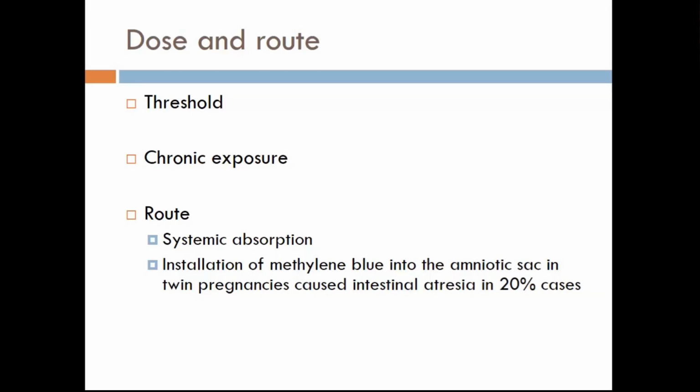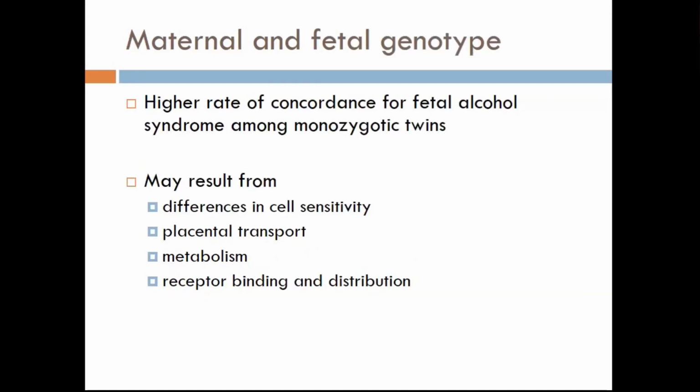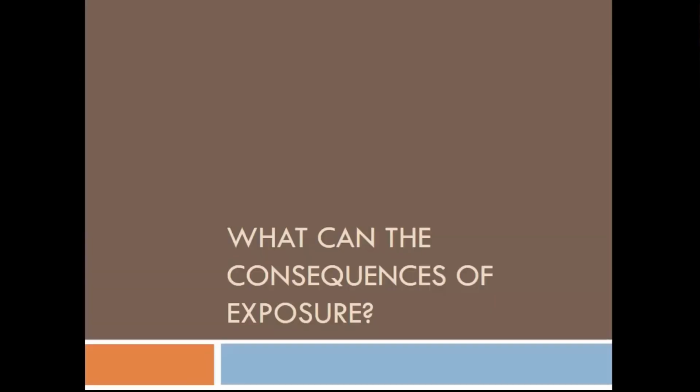Instillation of methylene blue into the amniotic sac in twin pregnancies caused intestinal atresia in 20% of cases. Previously, this was how twin pregnancies were diagnosed, right? There is a higher rate of concordance of fetal alcohol syndrome among monozygotic twins, so there is something to do with genotype, and that might result from differences in cell sensitivity, placental transport, metabolism, receptor binding, and distribution. I will tell a few during my lecture. So what can be the consequences of exposure?